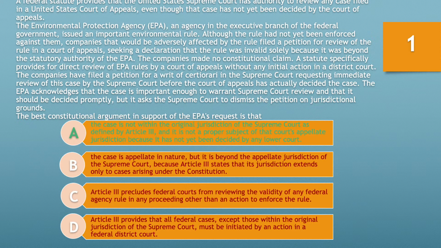Option D. Article 3 provides that all federal cases, except those within the original jurisdiction of the Supreme Court, must be initiated by an action in a federal district court. It, again, says no such thing. It actually simply directs the creation of the courts as well as the jurisdiction of the courts. It does not address anything having to do with the jurisdiction of the state Supreme Courts.